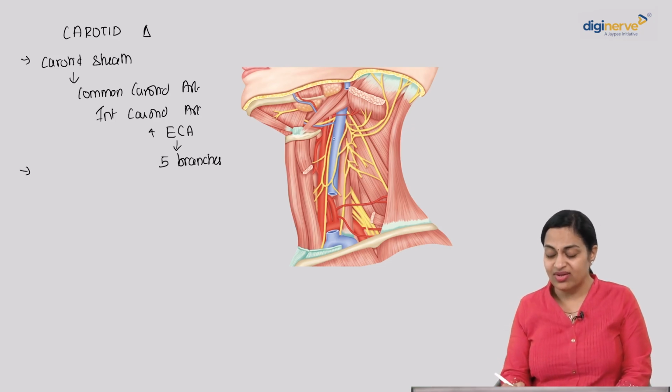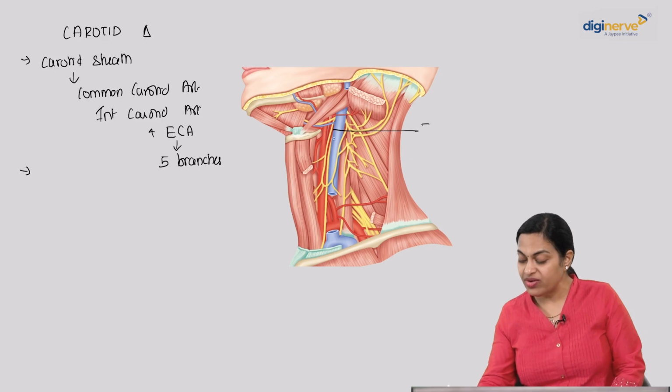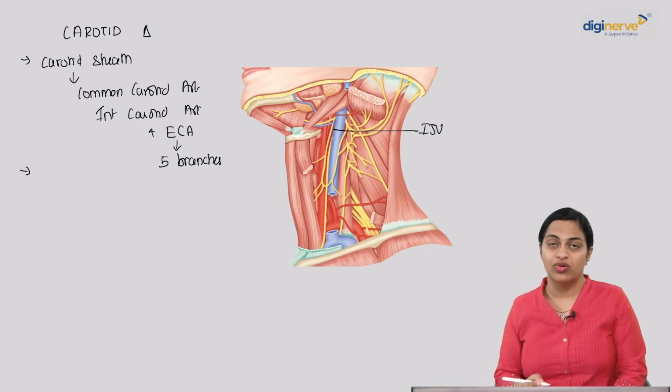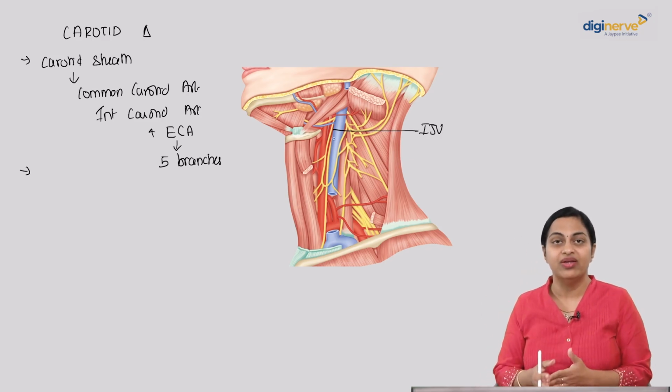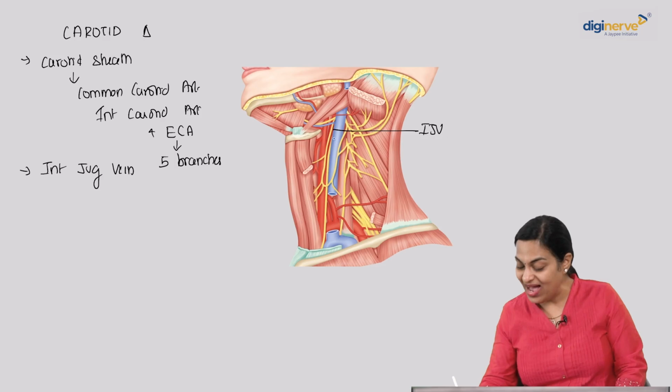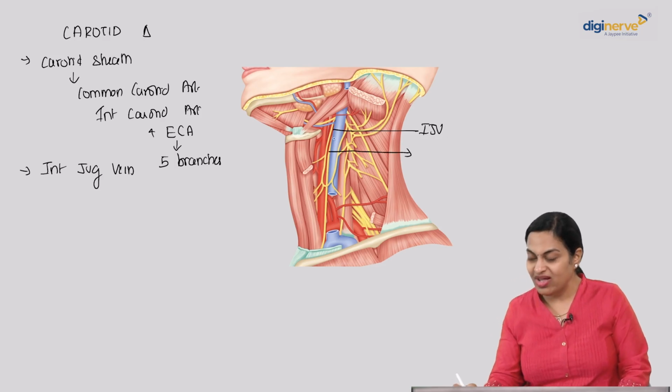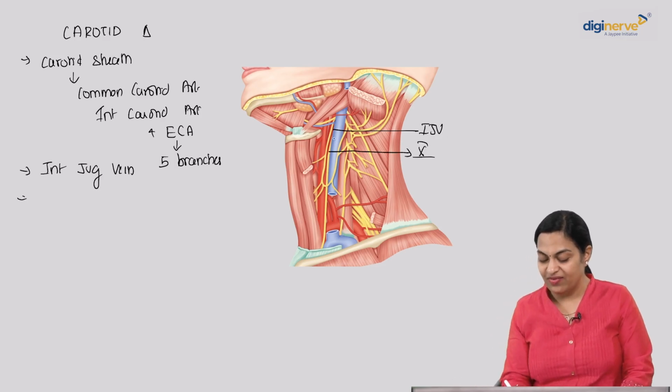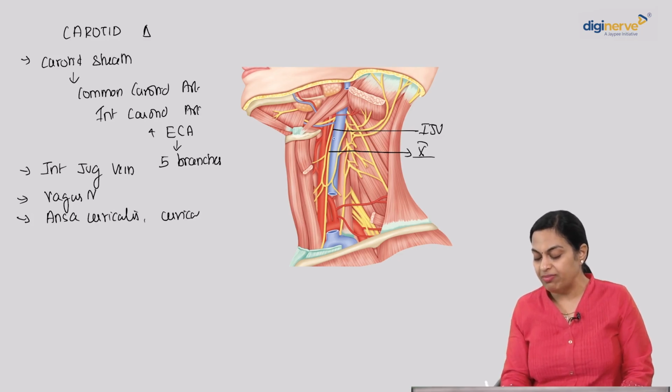Not only that, we also get to see the vein within the carotid sheath laterally. The arterial component is medial. Laterally, we have the venous component, the internal jugular vein. Now, between the artery and the vein, a bit deep, is the vagus nerve. The anterior wall of the carotid sheath is related to the ansa cervicalis. The posterior wall is related to the cervical part of the sympathetic trunk.